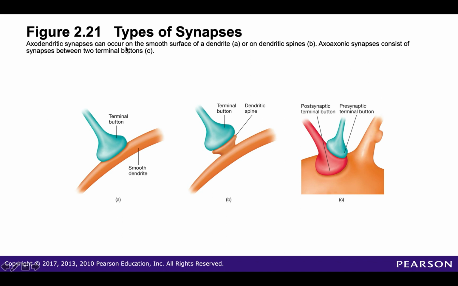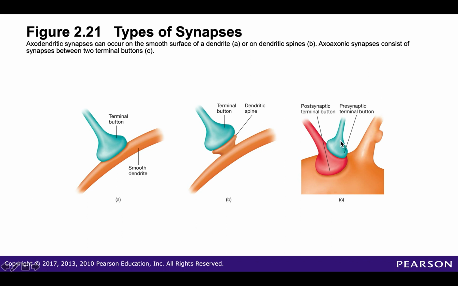We can categorize synapses as axodendritic, axosomatic, and axoaxonic. Axodendritic synapses can either be on a smooth dendrite or on the dendritic spine, which again is this specialized structure made just for synapses. An axosomatic synapse is just like it sounds like. It's the terminal button of a presynaptic neuron making contact not with the dendrite, but with the soma of the postsynaptic neuron.